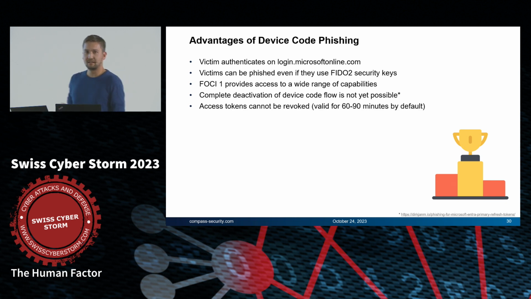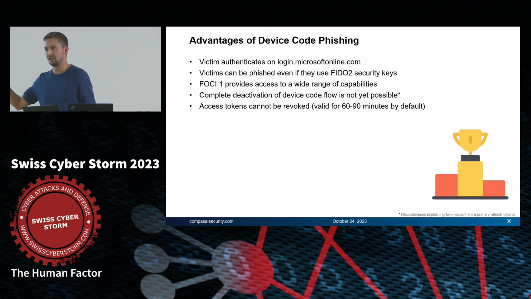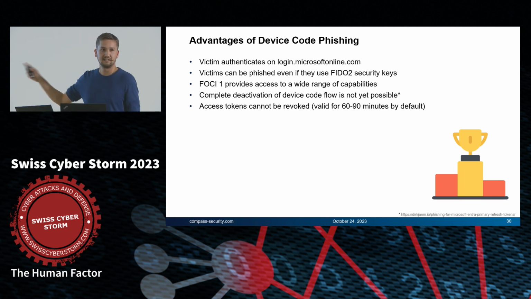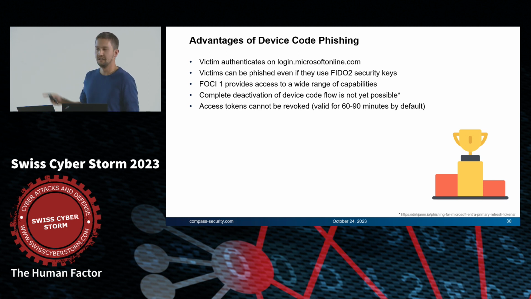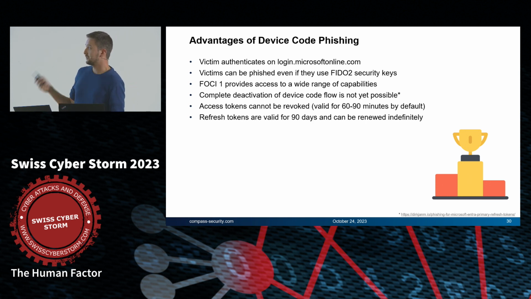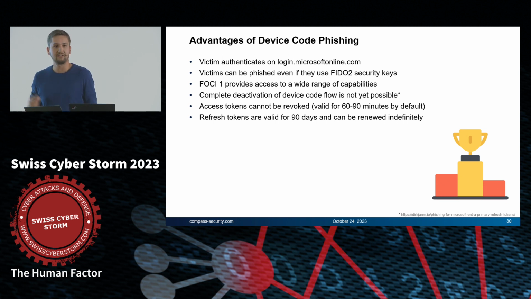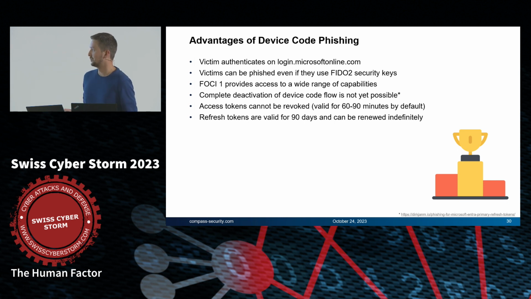Even if they recognize that it is phishing and they change the password or lock the user or whatsoever, you still have the access token that is valid around 60 to 90 minutes by default. So you can still abuse this token and have access to some data. If they don't recognize it, well, you can just refresh your refresh token indefinitely and have access to the account as long as they don't change the password or do something with that account.